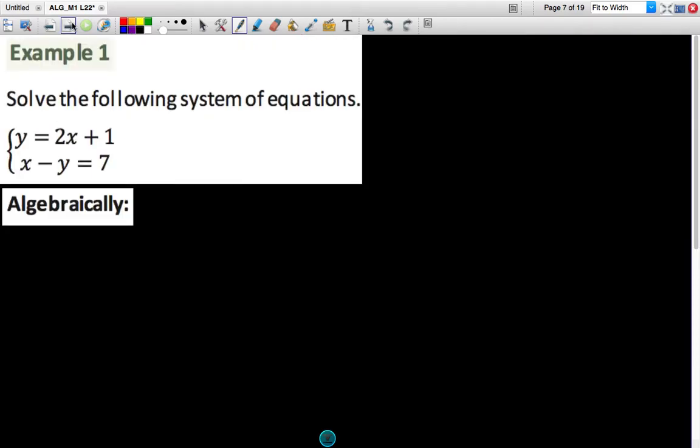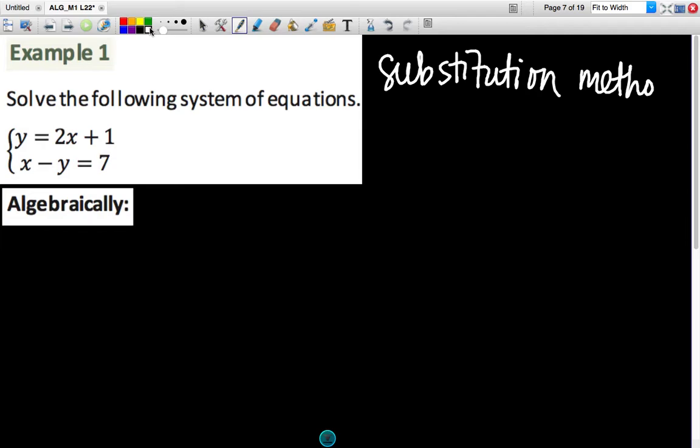Let's look at example 1. Solve the following system of equations. So we're first going to look at an algebraic way, and this algebraic way we're going to refer to as the substitution method. Some important things to remember about the substitution method is that you first have to solve for a variable.